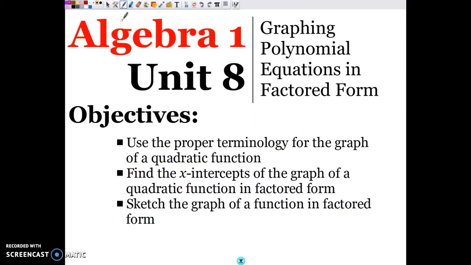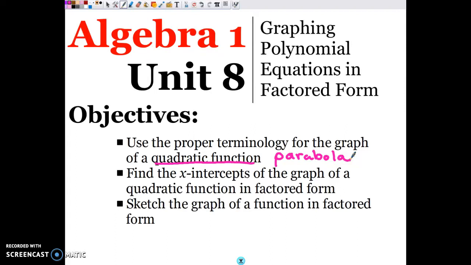Welcome to Unit 8, and this is going to be Lesson 3's video. We're going to use the proper terminology for the graph of a quadratic function. And again, that graph is called a parabola. If you're in my Period 7 class, you saw that. If you're in the Period 2 class, you had not seen that yet. But the quadratic function's graph is known as a parabola.